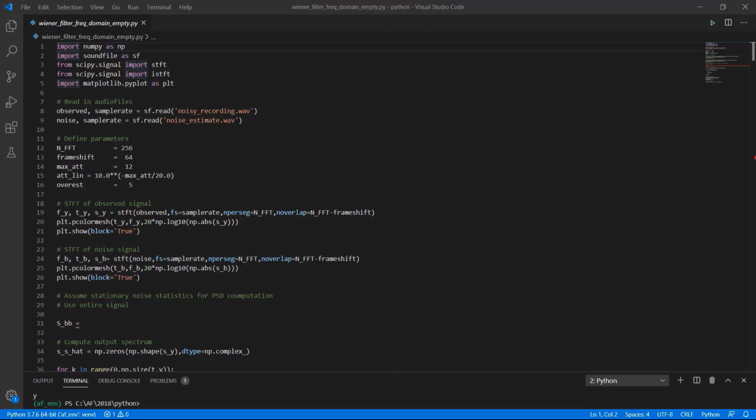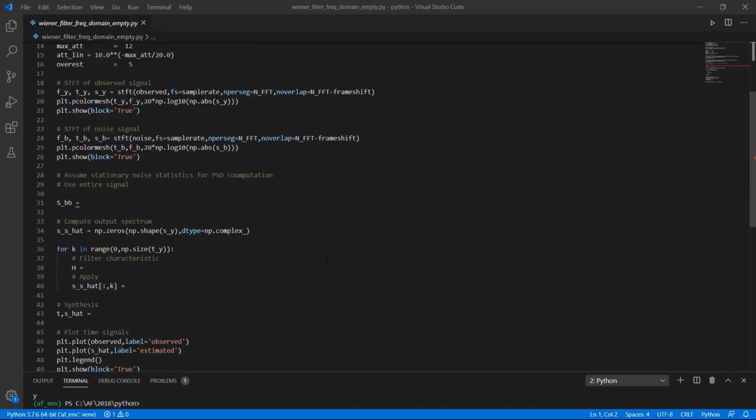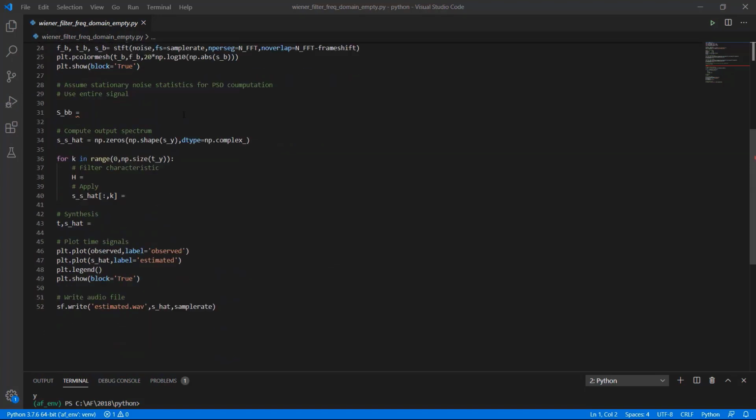And once we are in the frequency domain, we can estimate the noise PSD. So let me scroll down here. This is the area where you actually can do your implementation. So since we are in a demo here, we can work directly with the short time Fourier transform of the loaded signal.